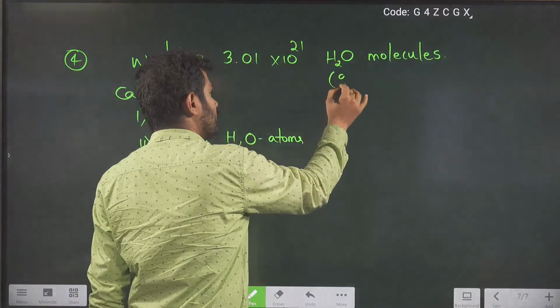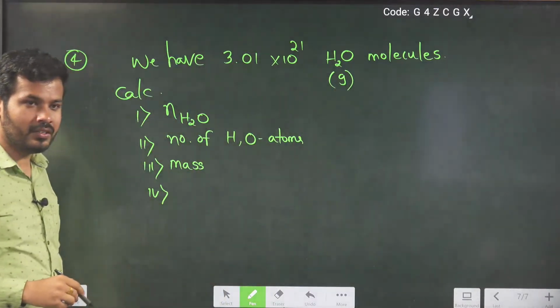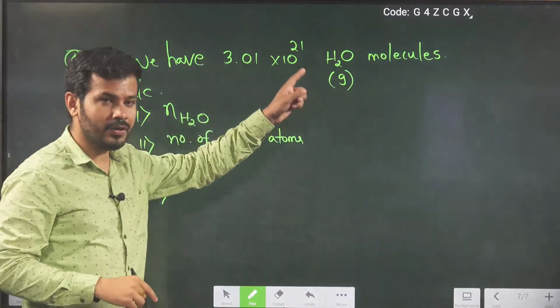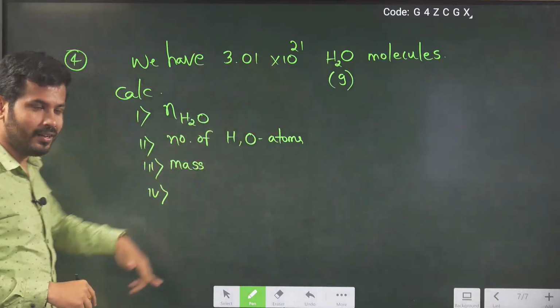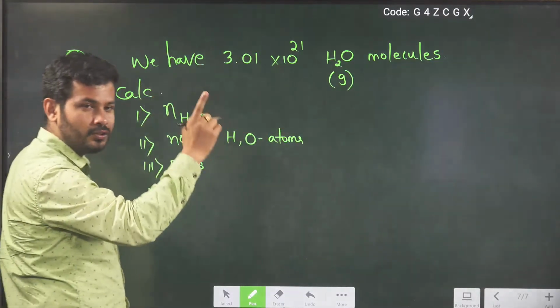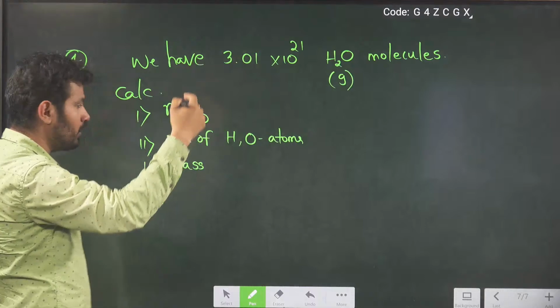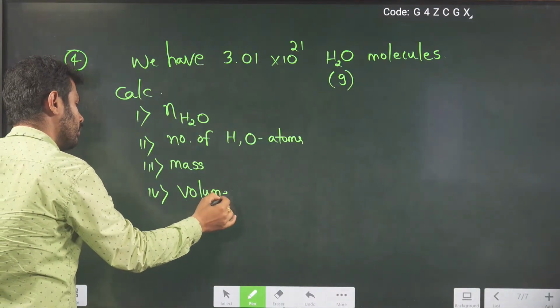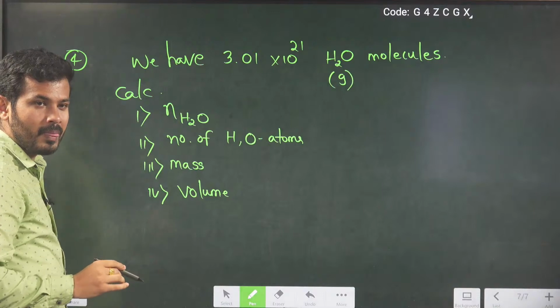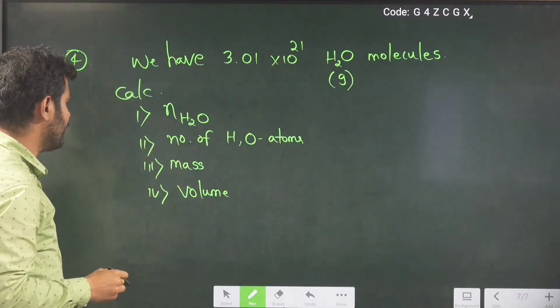H2O(g). What does G stand for? G stands for gas here. It is the H2O in the gaseous state. And we know that 1 mole of H2O gas will be 22.4 liter. On that you have to calculate the volume as well here. We have to calculate the volume as well.